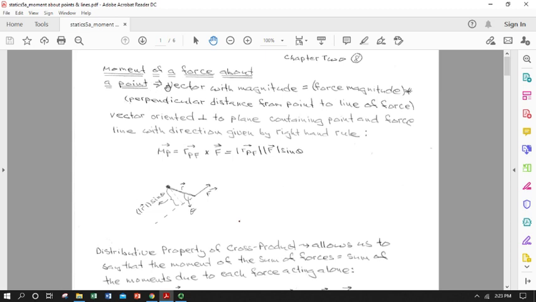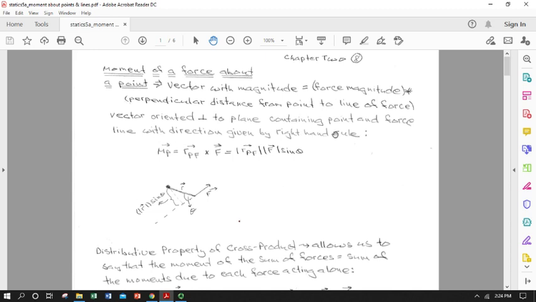Okay, well, it turns out moment about a point is a vector, not surprisingly. It's got a magnitude that's equal to the magnitude of the force that's responsible for it times the perpendicular distance from your point of interest to the line of action of the force. Only the perpendicular part. That moment vector is going to be oriented perpendicular to a plane that contains both your point and the force line. And it's going to be oriented with a direction given by the right-hand rule.